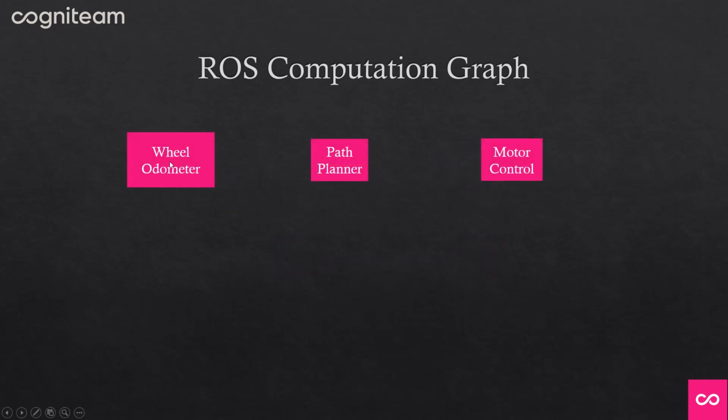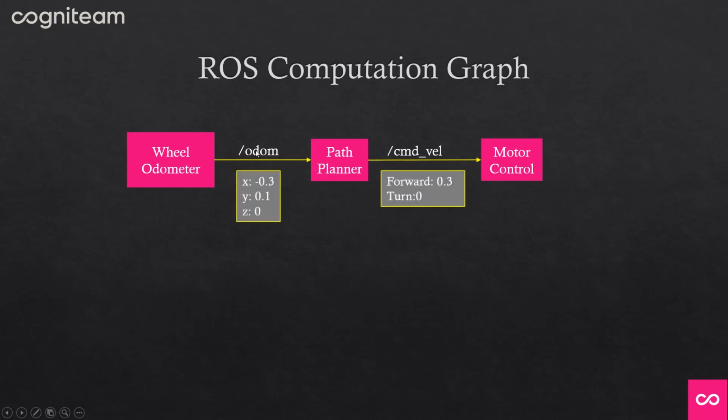For instance, we have here a wheel odometer, and it publishes a topic called /odom, short for odometry. And here we have a node that is a path planner. It gets the odometry input and perhaps plans some path for the robot. And it publishes a command velocity topic, which could be subscribed to by the motor control and then applied to the robot's actual actuators to move the robot around. Let's say that the odometry data is x, y, and z axis values, and the command velocity has how much speed to go forward and, let's say, z rotation.